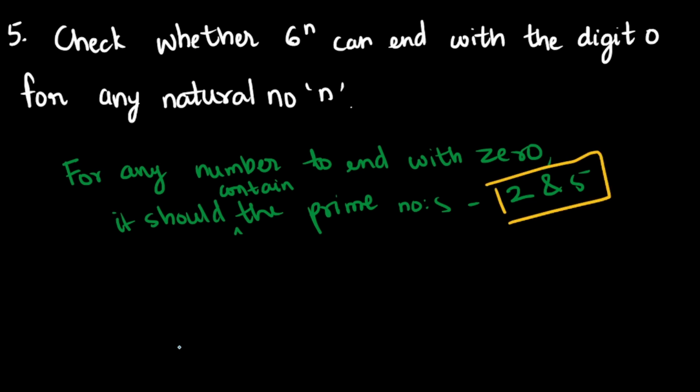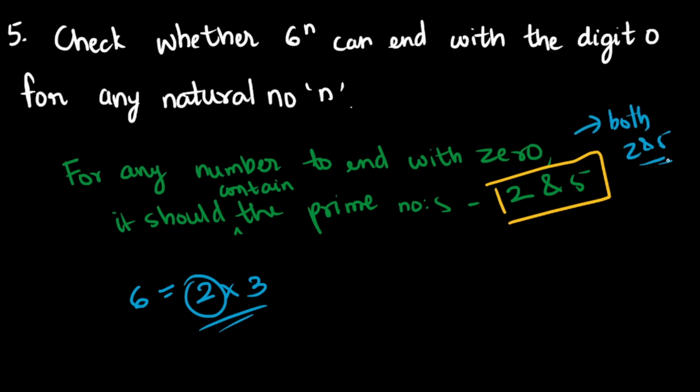So when you write the prime factorization of 6, you know it is 2 into 3, right? You have a 2, but you don't have 5. So does it mean that 6 raised to n can end with the digit 0? No, it will not end with the digit 0 because it does not have 5, right? It should have both 2 and 5. So 6 raised to n will not end with 0 because 6 does not have 5.